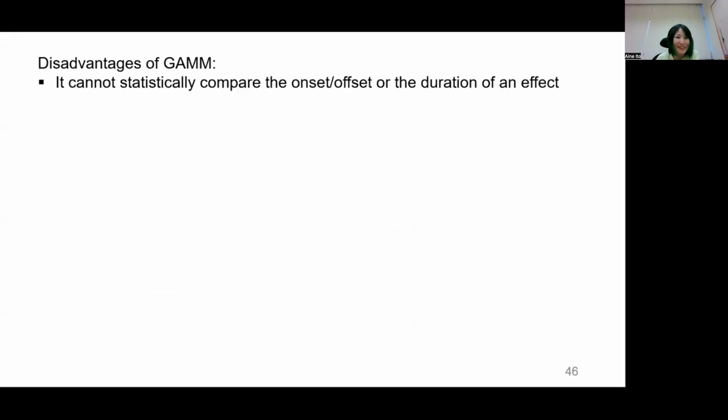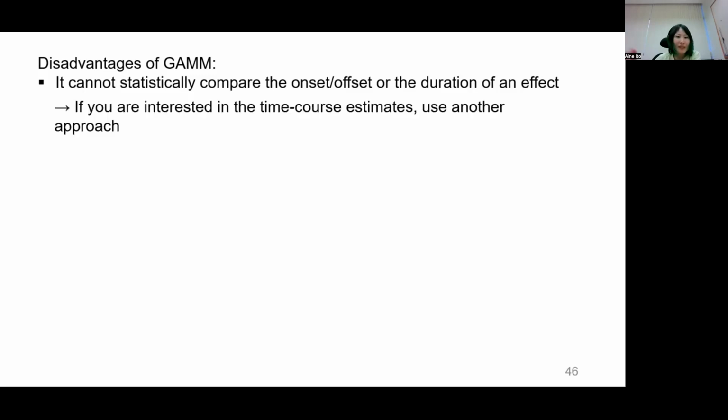Also, it comes with disadvantages. It can't statistically compare the onset to offset or the duration of effects. It can detect the onset to offset, but it can't compare them across different conditions. So if you're interested in the time course of estimates, for example you want to know whether the onset for one condition starts earlier than the onset for the other condition, then use another approach.